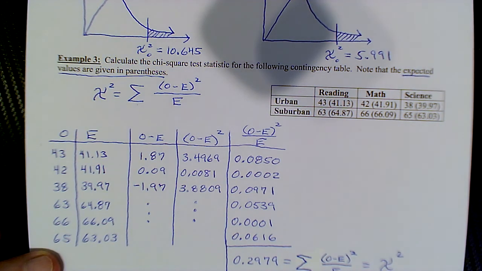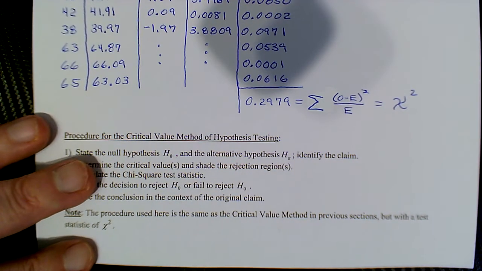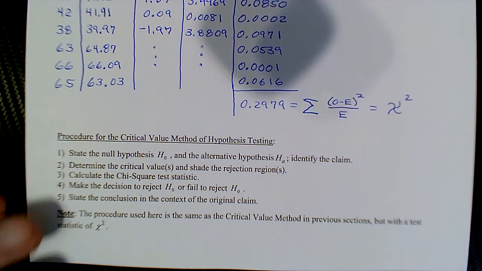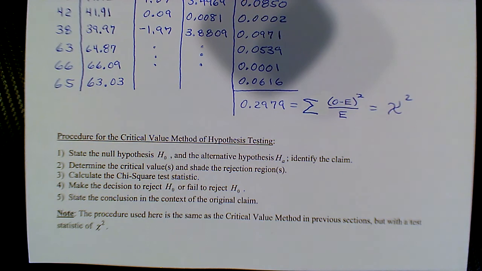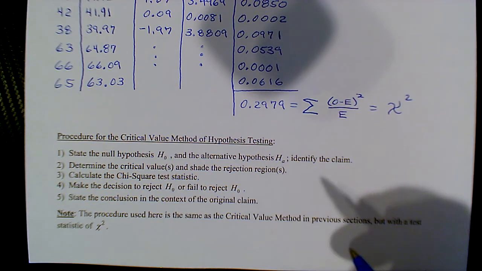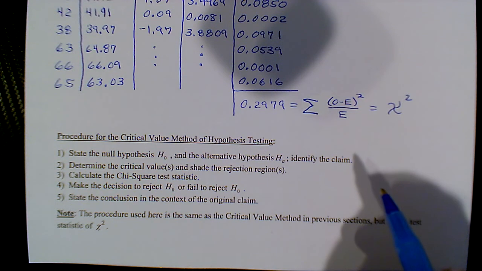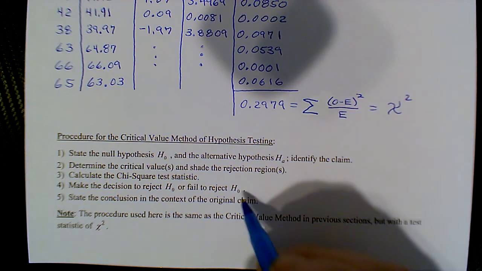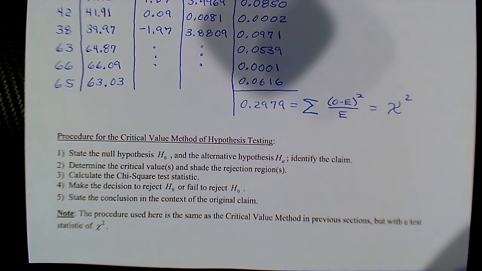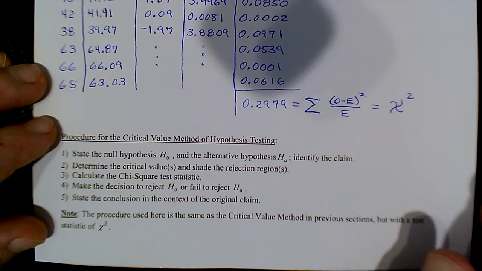Okay, so now we'll put everything together and look at a hypothesis testing problem. It's the same 5-step procedure as before, but with a different critical value and test statistic. The hypotheses are always, as we said, H0 independent, HA dependent, but the decision and the conclusion are the same. So it's the same critical value method that we used in previous sections, as we noted there.